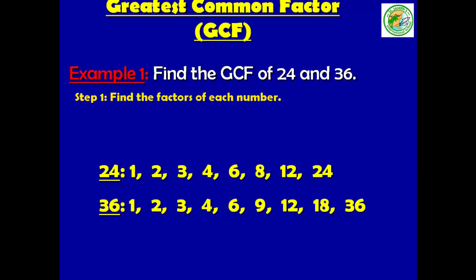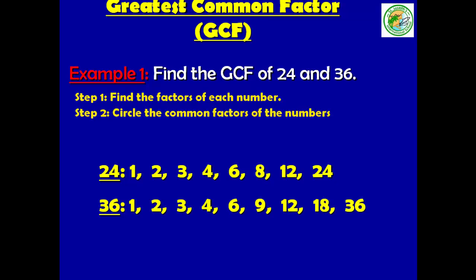And then we will find the factors of 36. 36 equals 1 times 36, 2 times 18, 3 times 12, 4 times 9, and 6 times 6. So they are the factors of number 36.